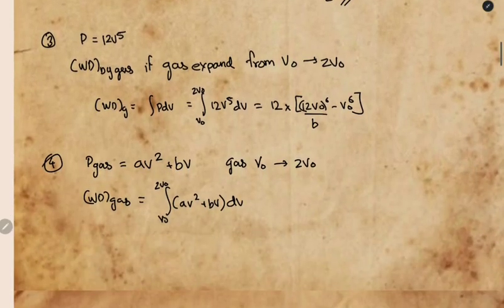The next question is like P is equal to 12V to the power 5, find the work done by the gas if the gas expands from V naught to 2V naught. So if the gas expands from V naught to 2V naught, the temperature will change from T naught to, wait, first we need to find the pressure. At 2V naught, the pressure will change from P naught to how much? It's to the power 5, right?